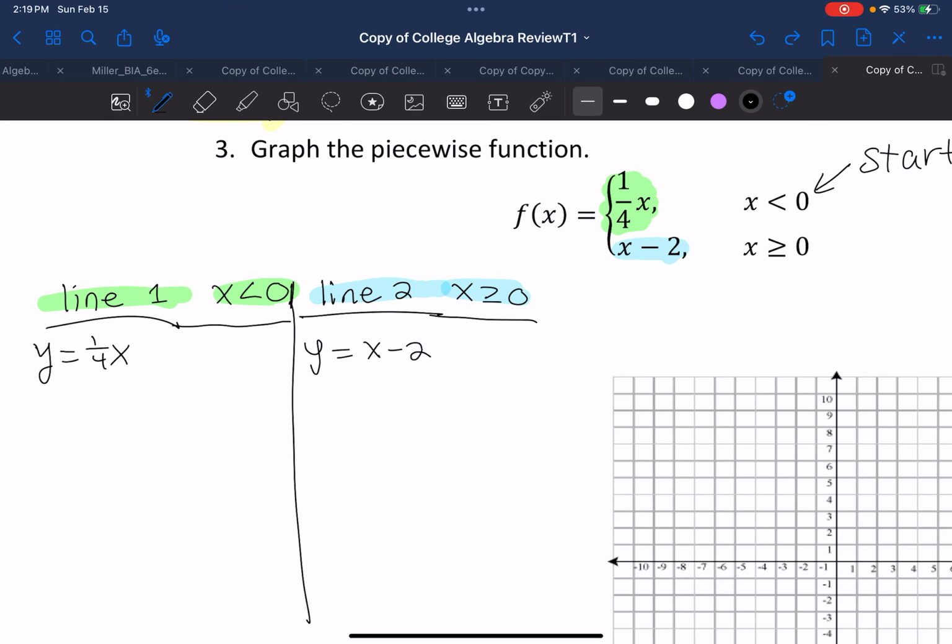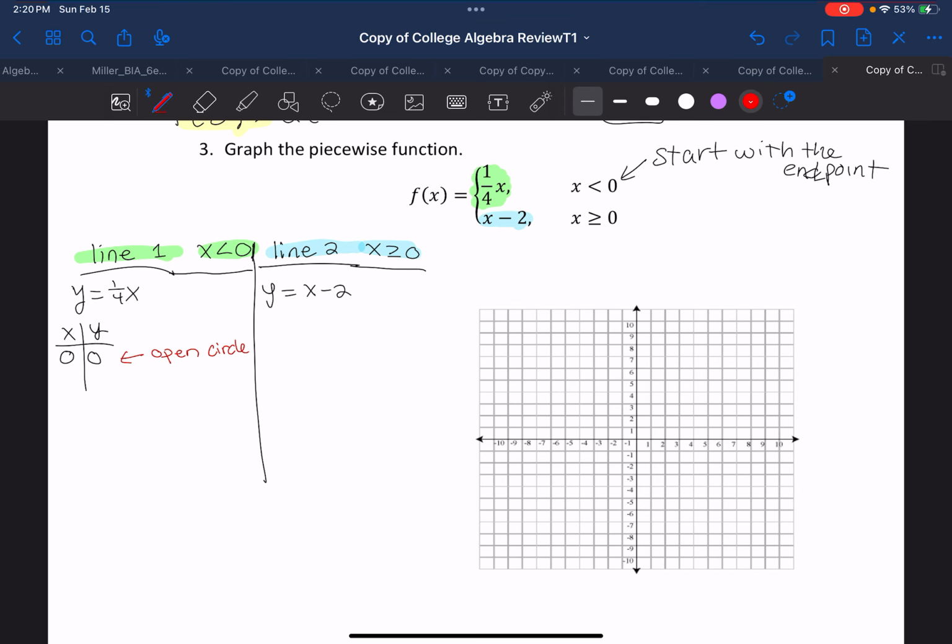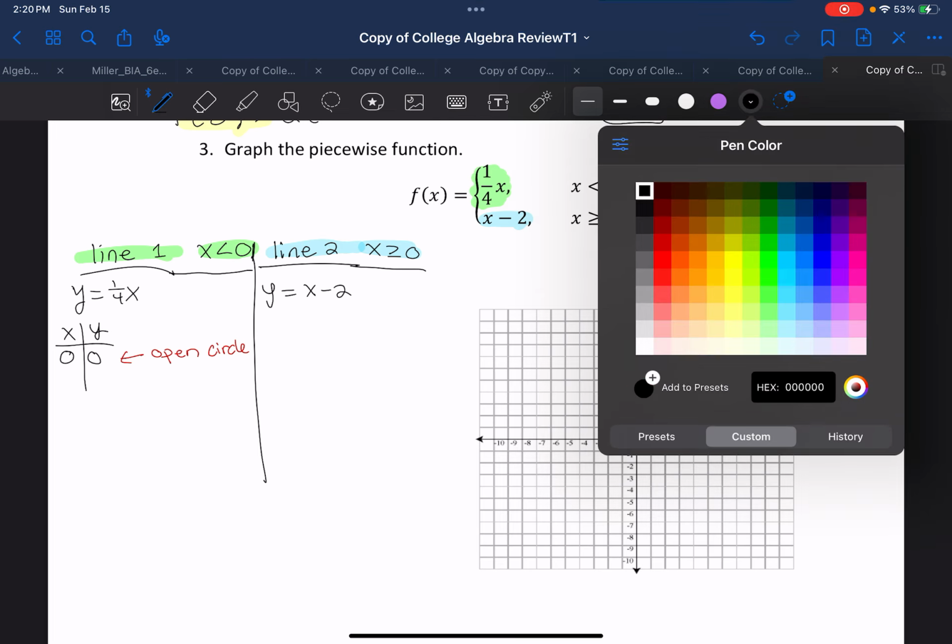Okay, so let me make a little XY chart here. If I did plug 0 into this first line, 1/4 times 0 would just be 0. So that would be the point 0, 0. But because 0 is not in this domain for line 1, x is strictly less than 0, this would be an open circle on my graph. That point is at the origin, so that would be right here as an open circle. And so that's the first point.